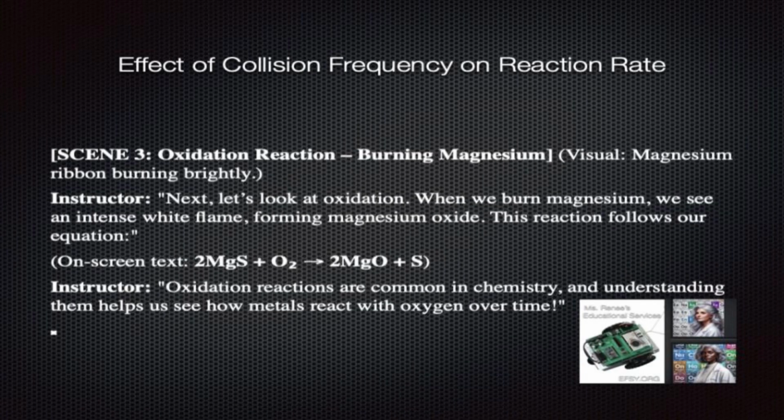Third scene, we'll talk about oxidation reaction, burning magnesium. Now let's look at oxidation. When we burn magnesium, we see an intense white flame forming magnesium oxide. This reaction follows our equation. You can see the on-screen text right here in the slide. Oxidation reactions are common in chemistry, and understanding them helps us see how metals react with oxygen over time.